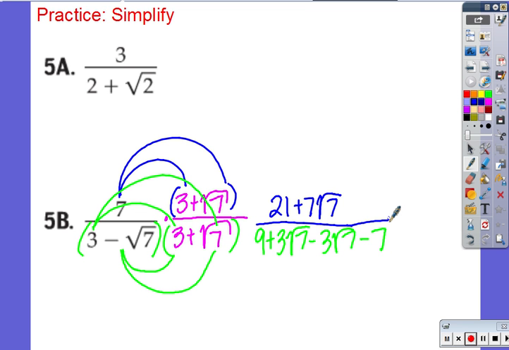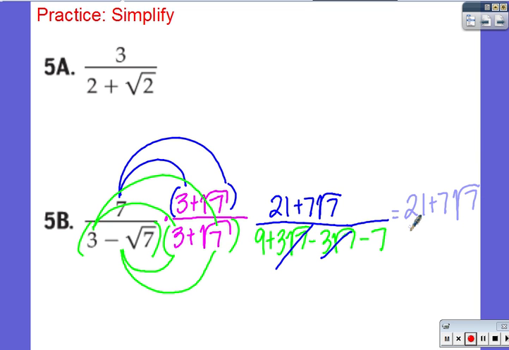Okay? So what happens to your middle term? Cancel out. Yeah, the middle terms do cancel out and gets rid of our radical in our denominator. So you have 21 plus 7 root 7 divided by, what's 9 minus 2? 2. 9 minus 7 is 2.